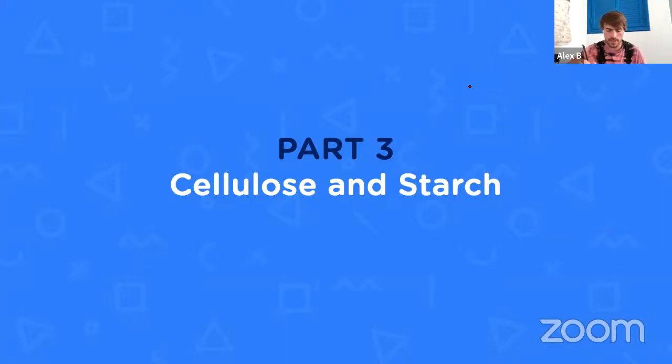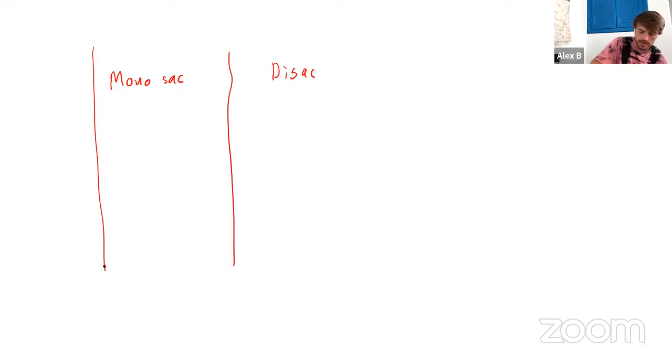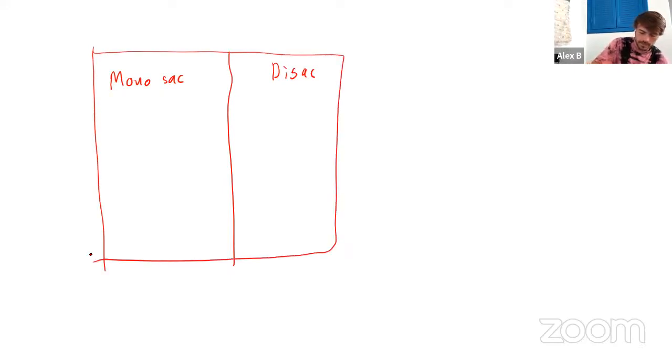What I've just realized that we haven't done is talk about the disaccharides. So I'm going to do this on a blank screen. We're going to make a table. Monosaccharides, disaccharides, and let's fill in this table. So 1, 2, 3. These are the 3 you need to know.